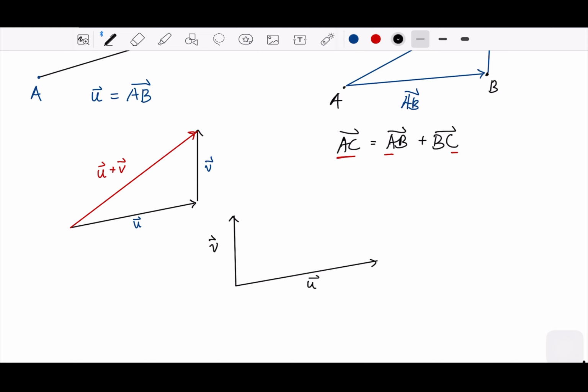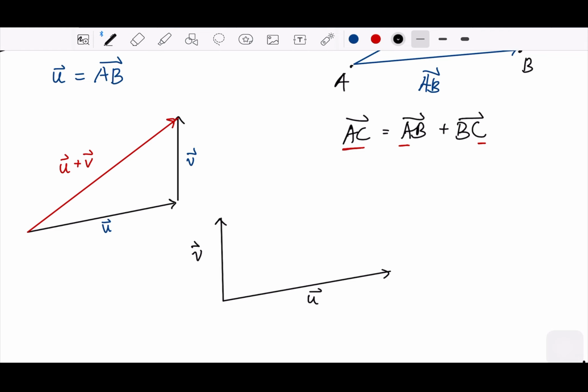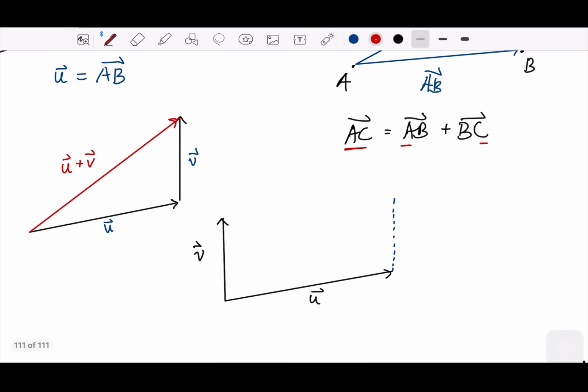We could move this vector v. We can move it and make it around here. And then we could describe that this part here is our resultant, or our addition of the vectors. So this is what we call u plus v, the same. So you can also move vectors as long as you're not changing their direction. As long as it stays in the same direction, we can move it to any space we want.